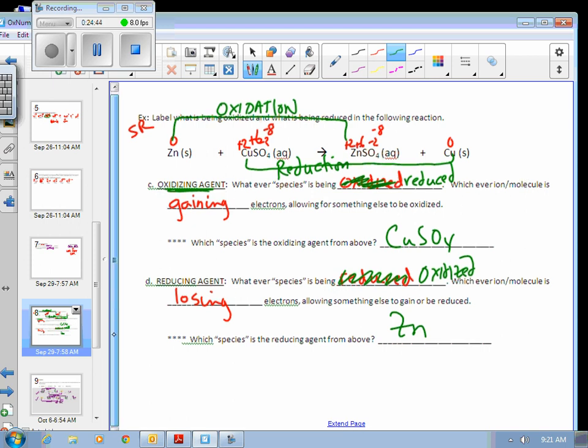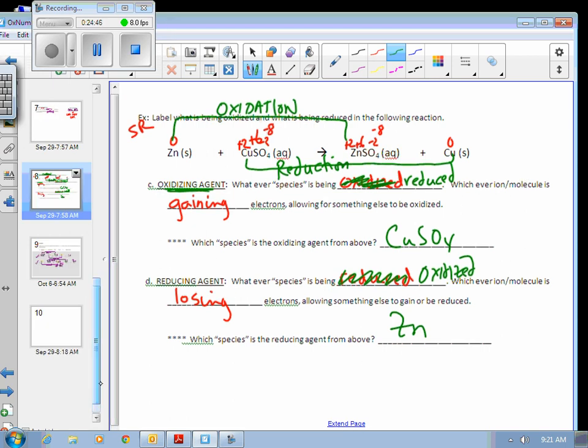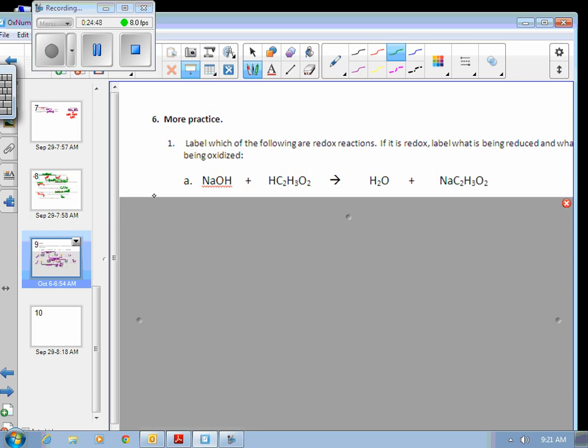What I want you to do is have this done by Tuesday. Look at these reactions, A, B, and C, and decide: is it redox, yes or no? Do you see a change in the oxidation numbers? Of the three reactions, two of them are redox and one is not. Then identify specifically what element is being reduced and what element is being oxidized. Have this done for class. For us, it's due Tuesday.